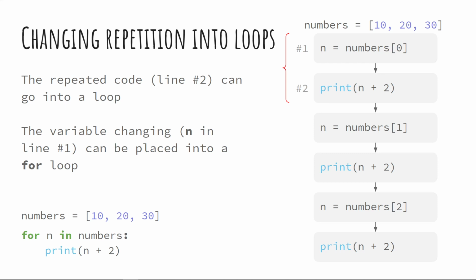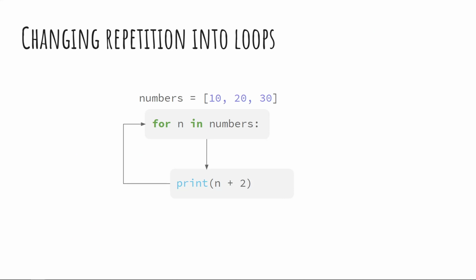But in any case, the variable changing, so setting n to be numbers at whatever index, is different. Did that all come through okay, or did I cut out? It was good. Okay. So yeah, the line where we change the variable can be placed into a for loop, as you can see over on the left here. So we say numbers equals 10, 20, 30. Then for n in numbers, print n plus 2. And this does exactly the same thing as the code over on the right side.